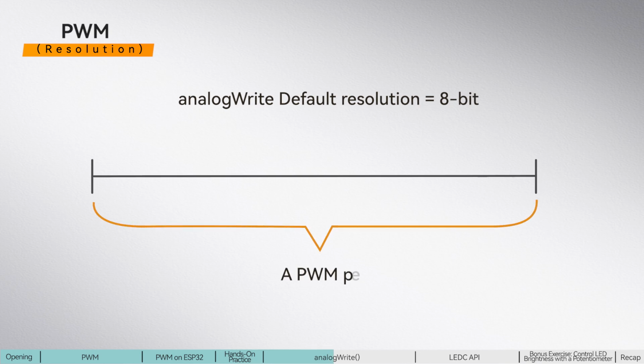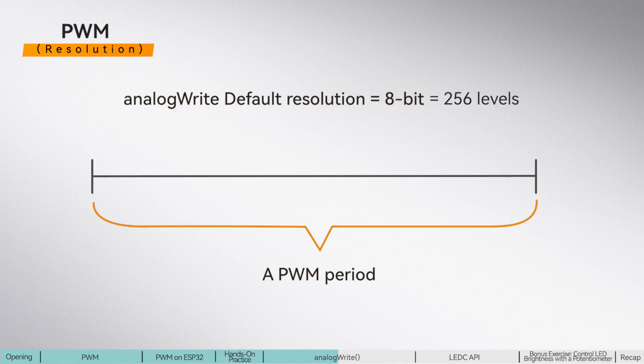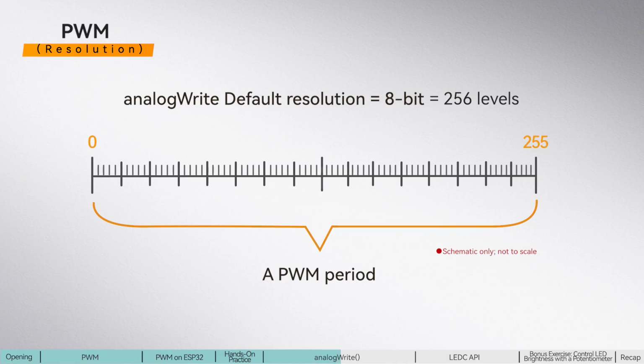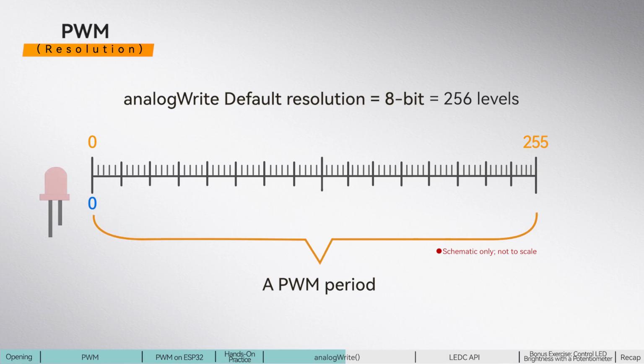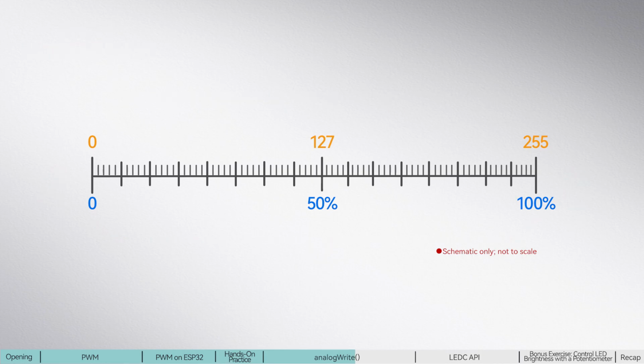Meaning it divides a PWM period into 2 to the 8th equals 256 levels. So we use integers from 0 to 255 to describe the duty cycle. 0 corresponds to 0% duty cycle. 255 corresponds to 100% duty cycle. Around 127 corresponds to about 50% duty cycle. In programming, we often casually refer to this 0 to 255 setting value as the duty cycle.